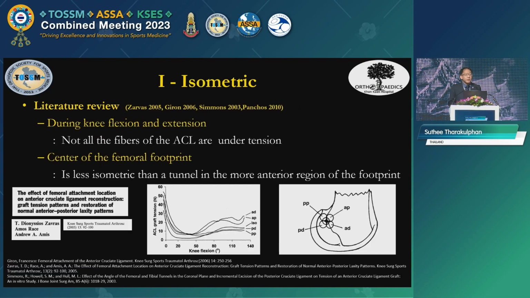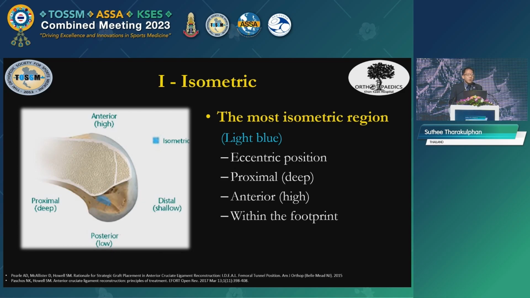From the review literature by Dr. Sanwas, Giron, Simon, and Panchos, not all the fibers of the ACL are under tension during knee flexion and extension. And the center of the femoral footprint is less isometric than a tunnel in the more anterior region of the footprint. So from the literature above, the most isometric region should be represented by the light blue shade, that should be located eccentrically, specifically proximal and anterior within the footprint.